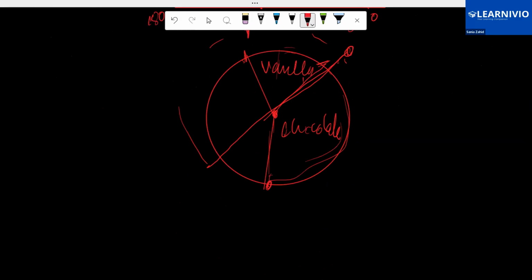What is the third one? What are you saying, Ramesh? What is the third angle? I'm asking you, can you measure this third angle? Can you measure this? Measure it and tell me what its measure is.